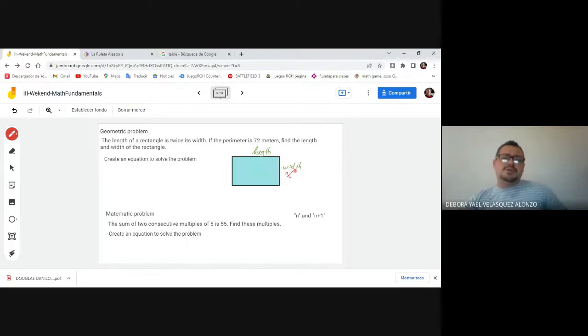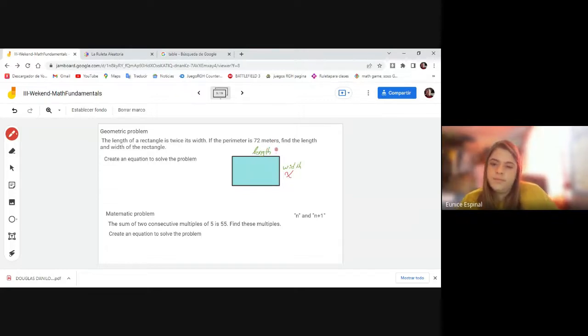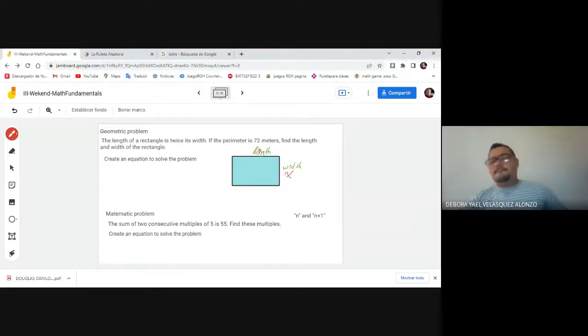If the width measures X, how do I know how the length will measure? Listen to the question, how, not what. How can we measure it? But right now, is there any variable expression that lets us understand that the length is twice the width? If the width is X, the length will be? 2X. Excellent. The double of X, 2X.